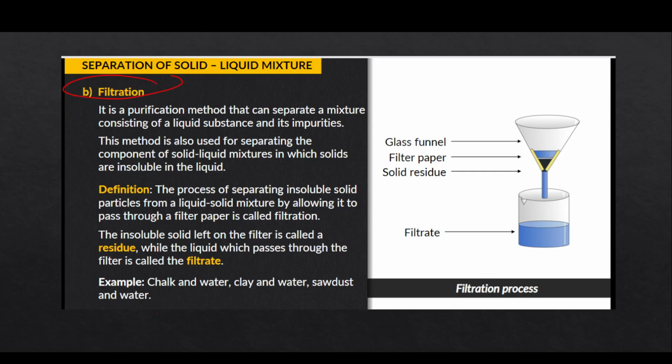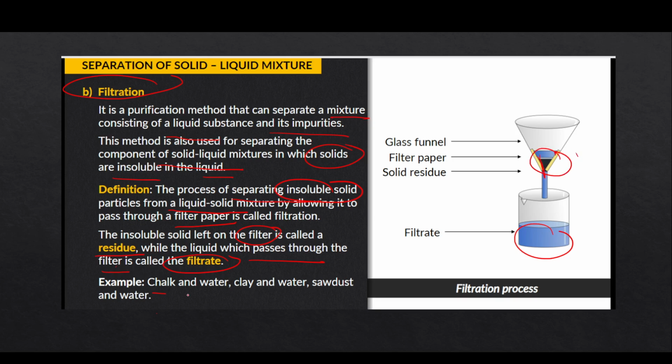It is a purification method that can separate a mixture which consists of a liquid and its impurities. It is used for separating solid and liquid mixtures in which the solid is insoluble in the liquid. Filtration is the process of separating an insoluble solid from a liquid-solid mixture, and we use filter paper here. The insoluble solid left on the filter is called residue, and the liquid that passed through the filter is called filtrate. Like this is filtrate, and here we have solid residue.